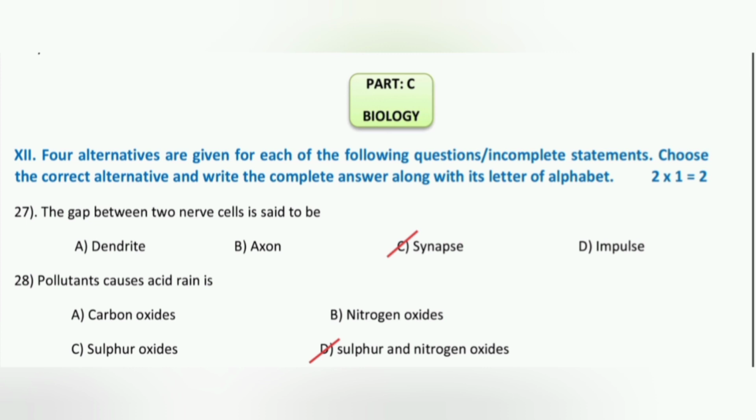Now, moving to the next question, pollutants which cause acid rain are, the correct answer is option D, sulfur and nitrogen oxides. These two pollutants cause acid rain.